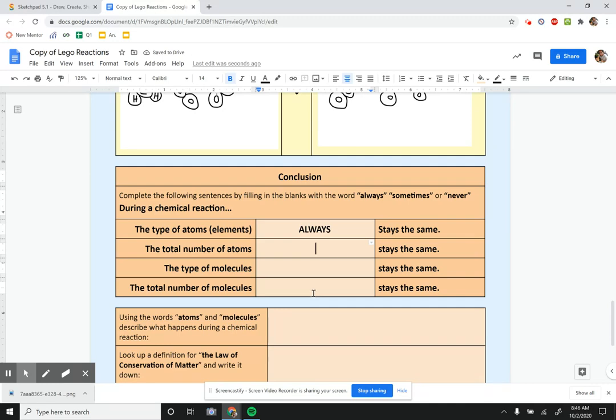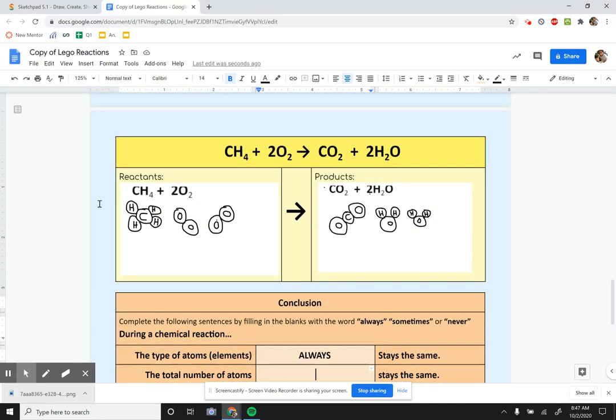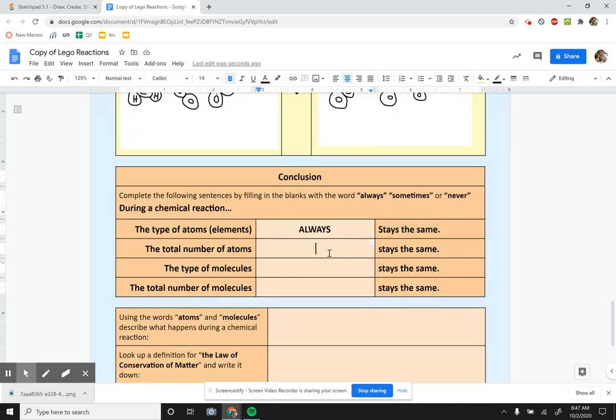Okay, let's go look at the number of atoms. Over here, let's count them up. We have 1, 2, 3, 4, 5, 6, 7, 8, 9 atoms. So we have 9 atoms in the reactants. After the reaction, let's count them up. 1, 2, 3, 4, 5, 6, 7, 8, 9. Okay, we have 9 atoms in the products. The total number of atoms always stays the same.